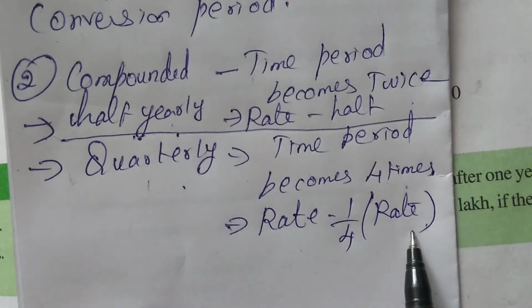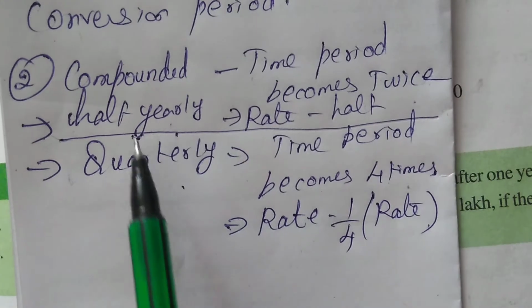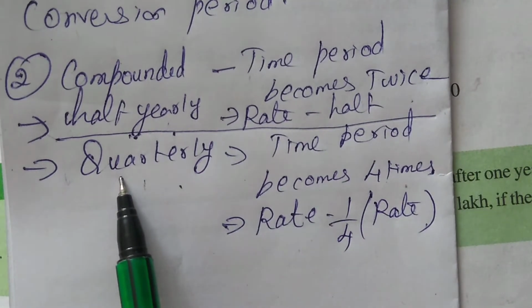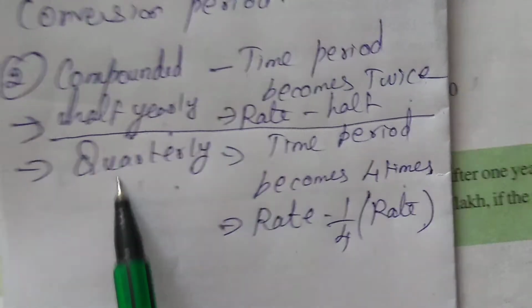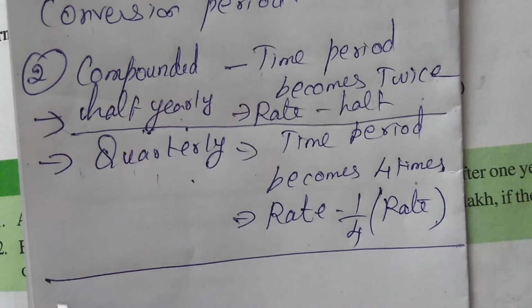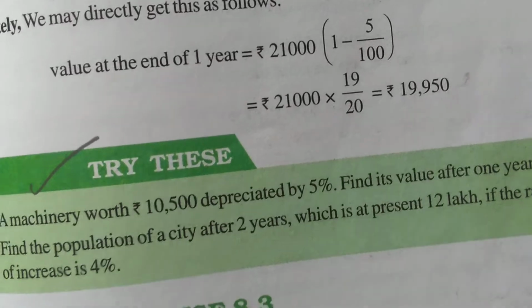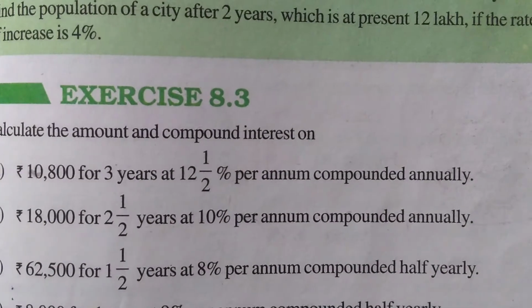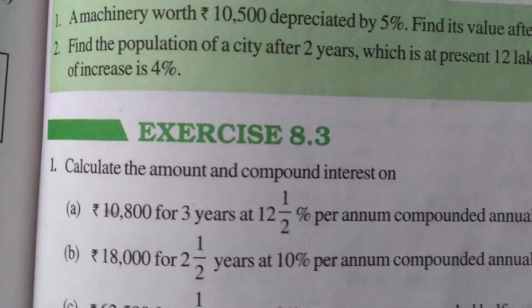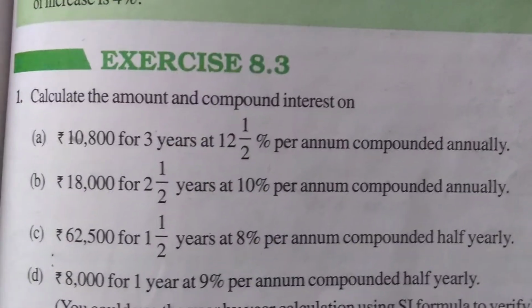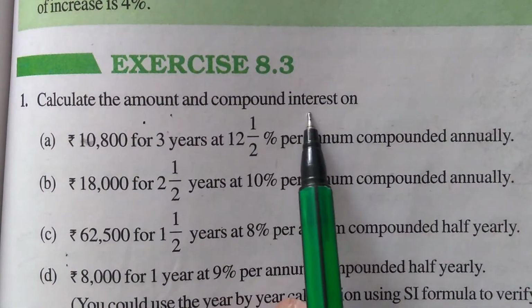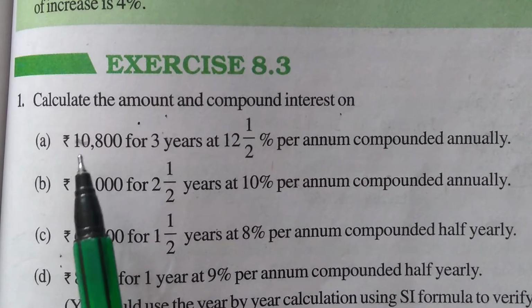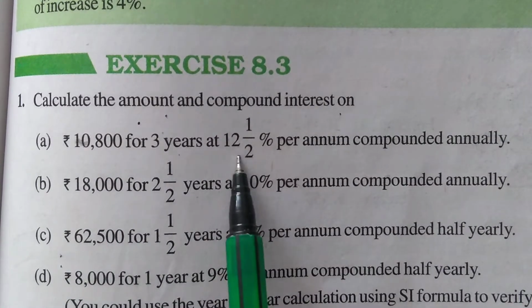In case they have not mentioned half yearly or quarterly, it is understood as annually. Okay, so these are the points to remember. Now let us start doing the sum from our exercise 8.3. In our exercise 8.3, they have given a sum. Calculate the amount and compound interest on 10,800 for 3 years at 12.5% per annum compounded annually.